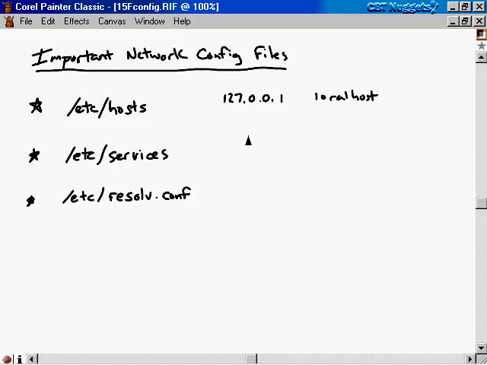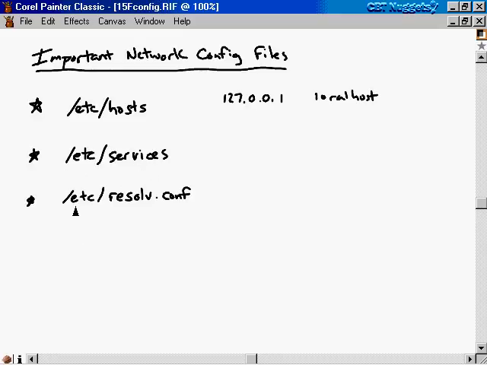All right, then there's etc services. etc services has to do with the port mappings to various services. I showed you a web page that had all the various information, like FTP is on port 21 and HTTP is on port 80 and so on. All of that gets defined in etc services.